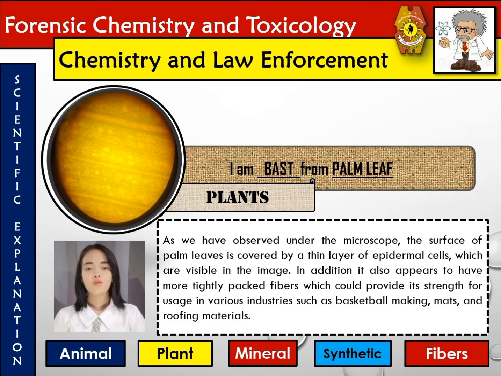Palm leaf. As we have observed under the microscope, the surface of palm leaves is covered by a thin layer of epidermal cells, which are visible in the image. In addition, it also appears to have more tightly packed fibers, which could provide its strength for usage in various industries such as basket making, mats, and roofing materials.